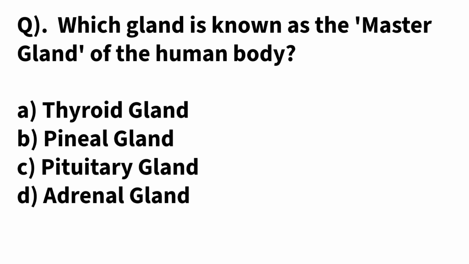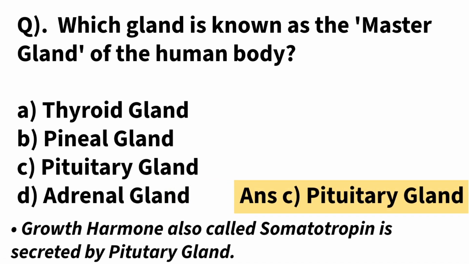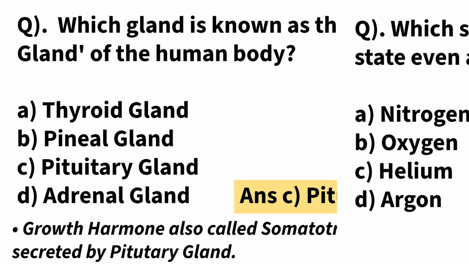Which gland is known as the master gland of the human body? The answer is option C, pituitary gland. Growth hormone, also called somatotropin, is secreted by pituitary gland.